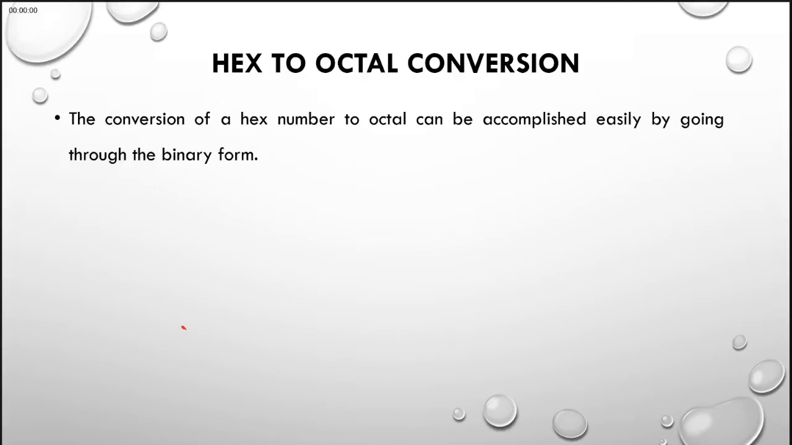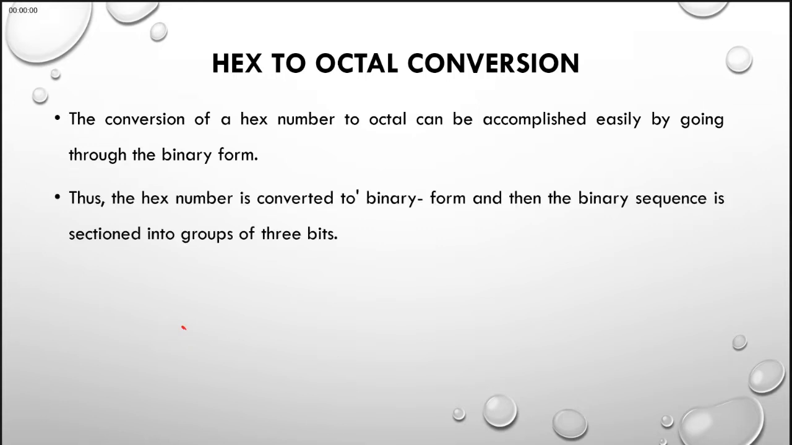At some point, we will be required to do hexa to octal conversion, and this is the easier part because we just need to pass through the binary number system. We have already seen that a hexa number can be represented using binary numbers, 4 bits for each digit. Once you have formed your 4 binary digits representing each hexa digit, you can group them into groups of 3, which we can now convert to octal. Therefore, the hexa number is converted to binary form first, and then the binary sequence is sectioned into groups of 3 bits.